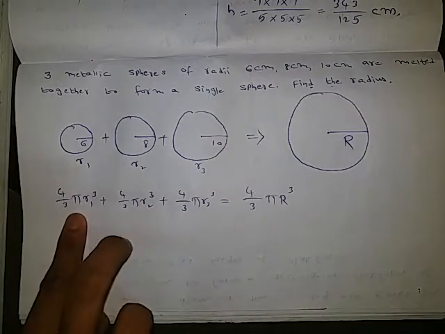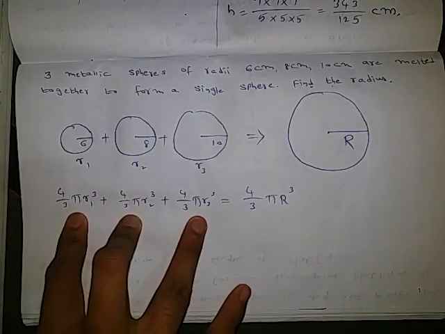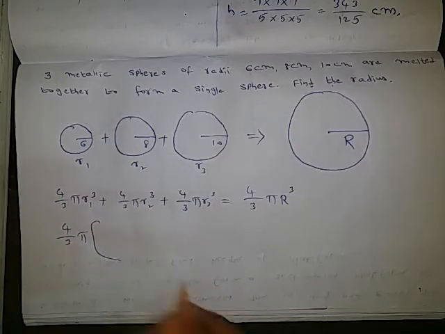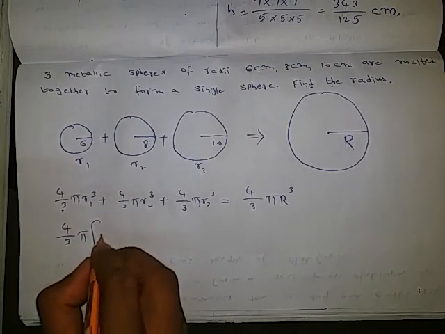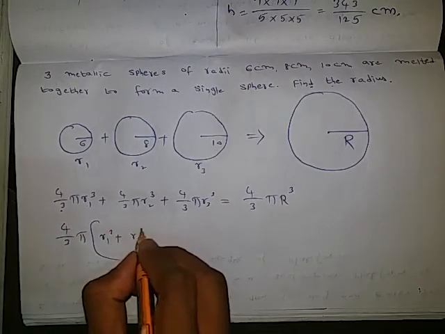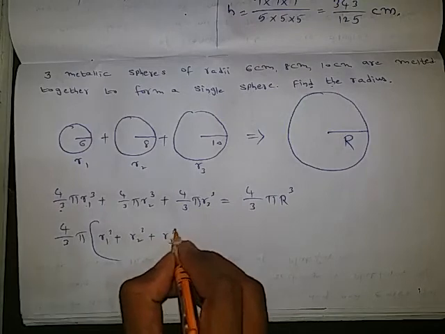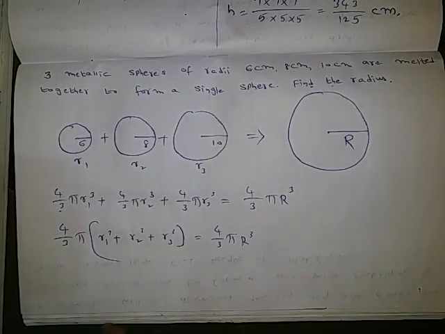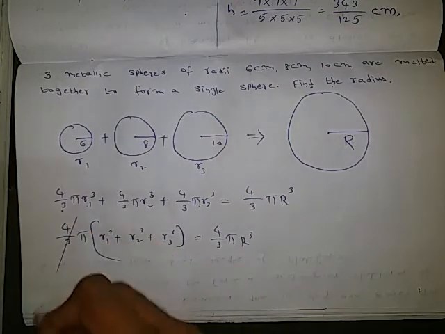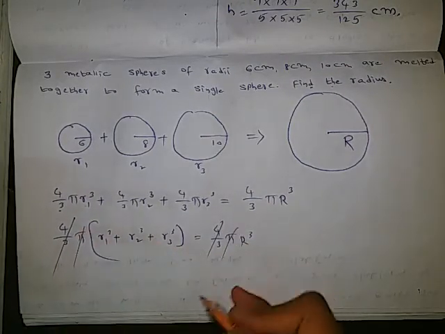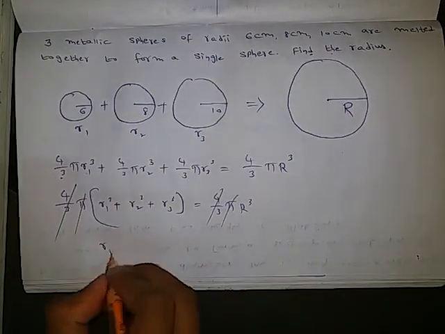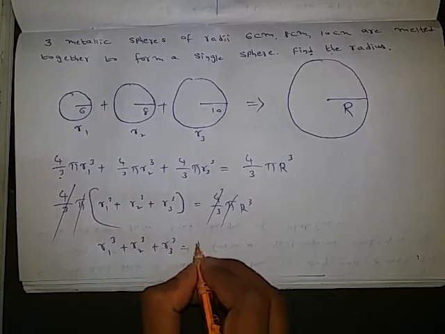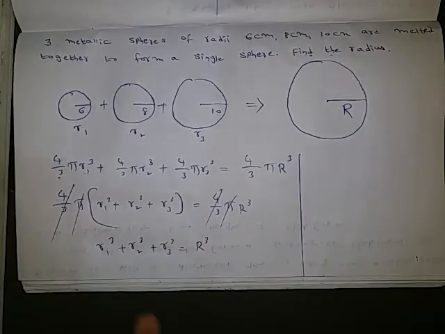In the first term, the second term, as well as the third term, 4/3 π is common, so remove that 4/3 π. So 4/3 π is gone, and we remain with r1³, r2³, r3³, which is equal to 4/3 π R³. If we observe the left side and right side, here 4/3 and here 4/3 cancel, and π cancels. So we remain with r1³ + r2³ + r3³ = R³.